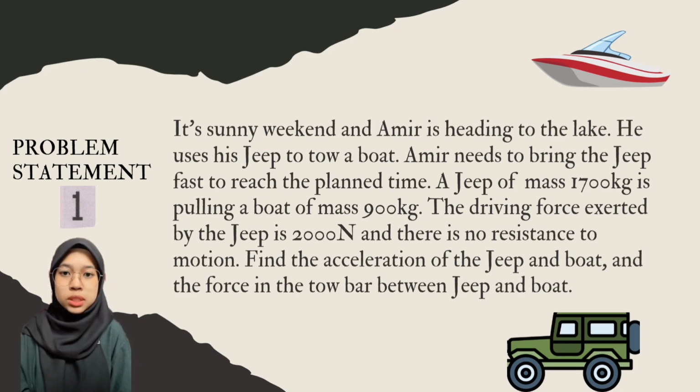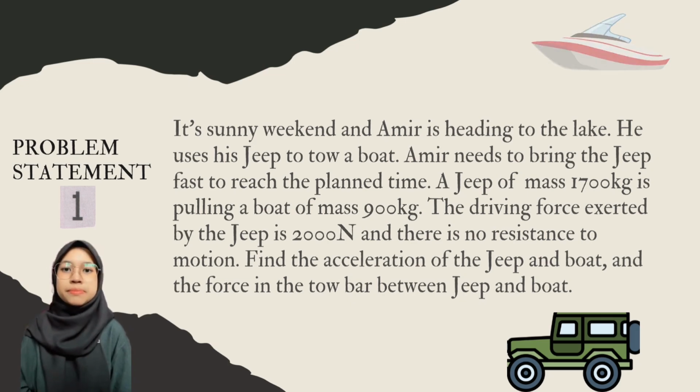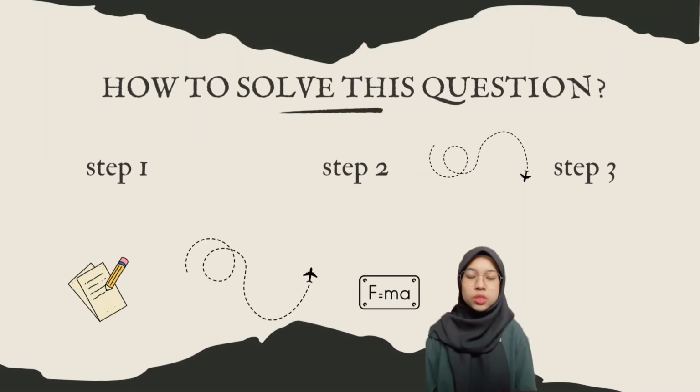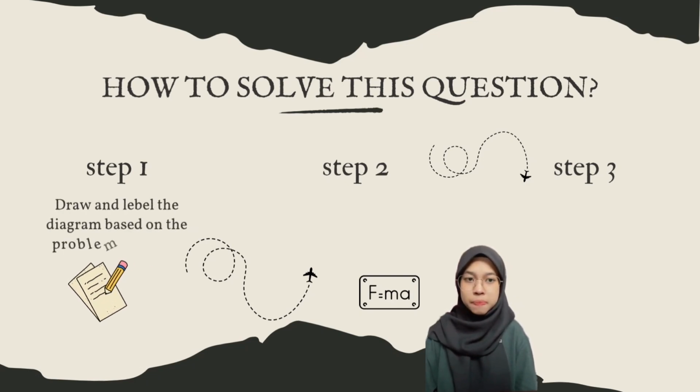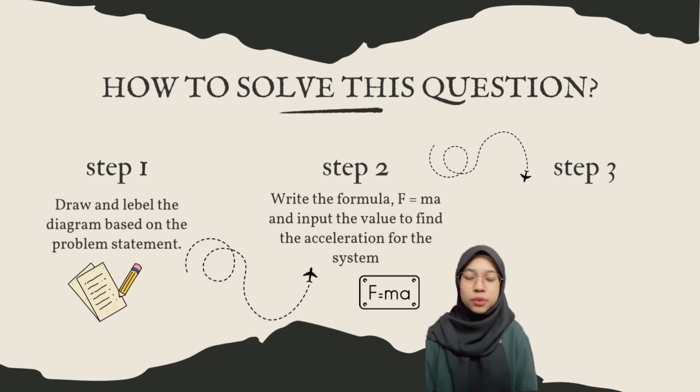A jeep of mass 1,700 kg is pulling a boat of mass 900 kg. The driving force exerted by the jeep is 2,000 Newton, and there is no resistance to motion. The question is, find the acceleration of the jeep and boat, and find the force in the tow bar between jeep and boat. This question can be solved by using three steps. First step, we need to draw and label the diagram based on the problem statement. Second step, we need to write the formula.